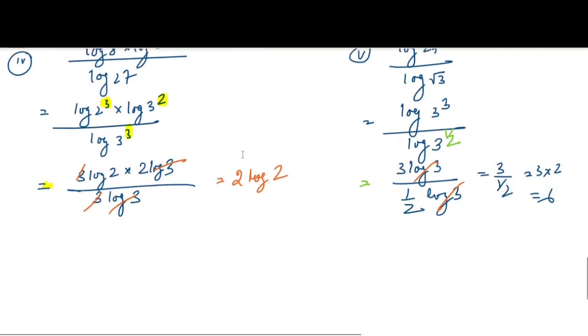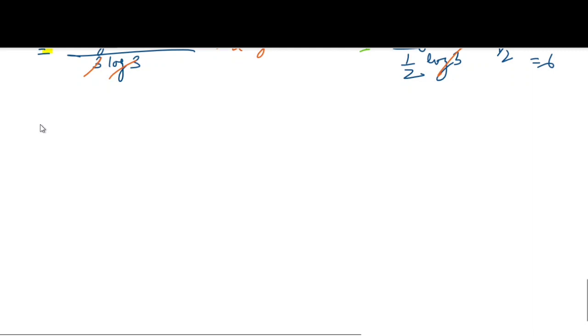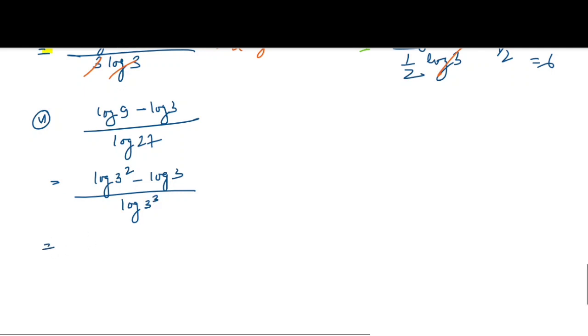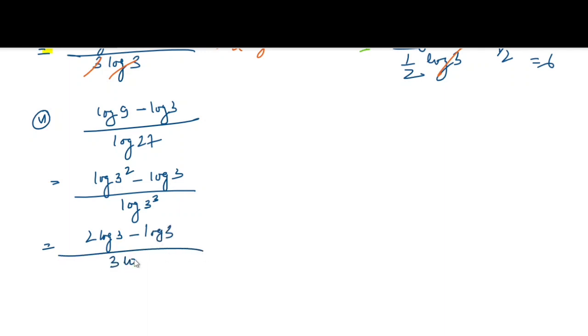Next, question 6, the last for question number 1: log 9 minus log 3 divided by log 27. Now log 9 means log 3 square, so we have log 3 square minus log 3 divided by log 3 to the power 3. Here we'll write 2 log 3 minus log 3 divided by 3 log 3. So 2 log 3 minus log 3 is log 3 only, divided by 3 log 3. This can be cancelled out, and 1 by 3 will be my answer.